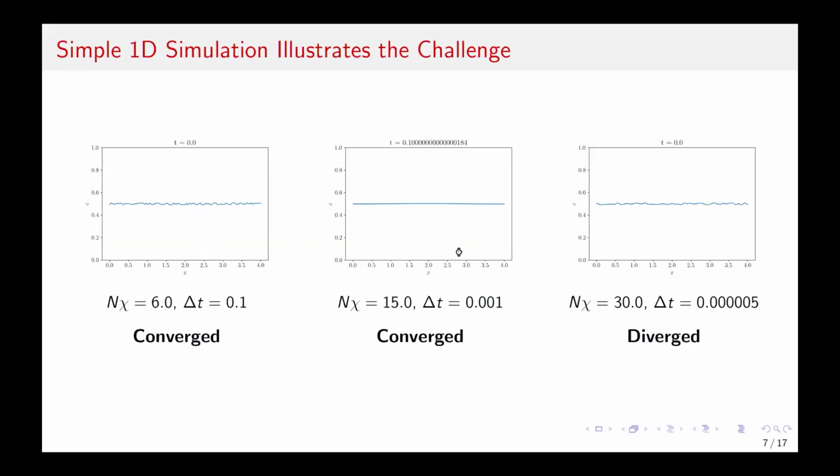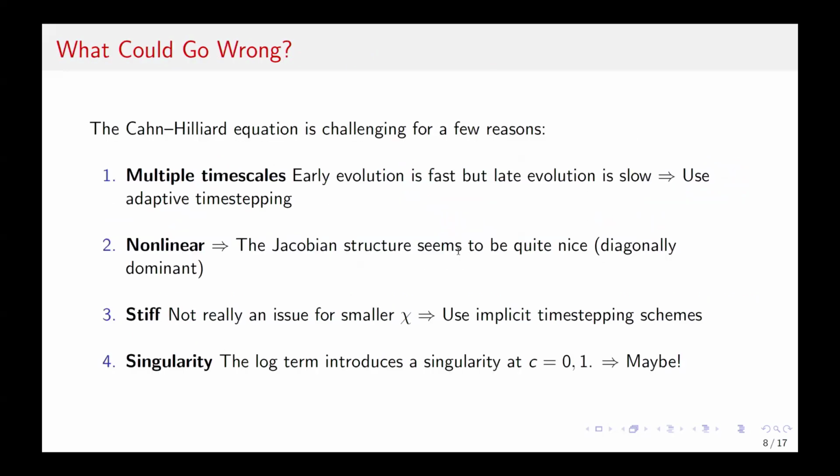So, going back to the previous video, you can see that the early processes are very quick. The sharp gradients quickly smooth out. But then after that, it becomes slow. And you can imagine, like with spinodal decomposition, it's going to take a long time. So you have multiple timescales in the process. But we can use adaptive time stepping for that, and this has already been done in the literature, so nothing too complicated there.